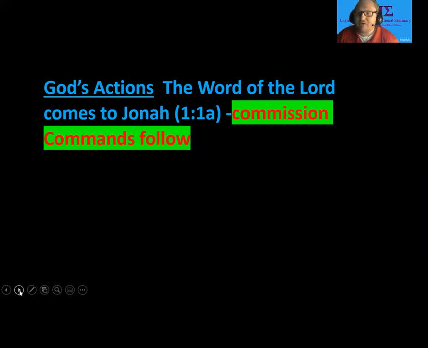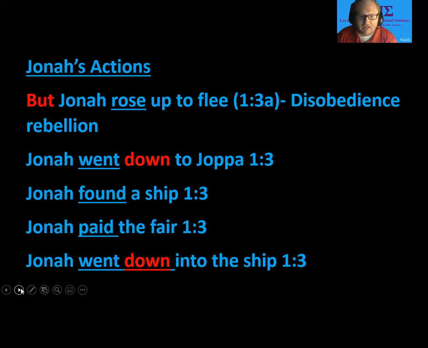So beginning, what I want to do, before I zoom into chapter 1:4, is focus on what's happened prior to that real quick. What you see is the word of the Lord comes to Jonah. This is by looking at the vayiqtol. And so this focuses on God's action. This is a commission scene, a commanding scene, where he's expected to follow these commands. But Jonah's actions, as we see, rather than obeying his commission and call, he's disobedient and he rebels.